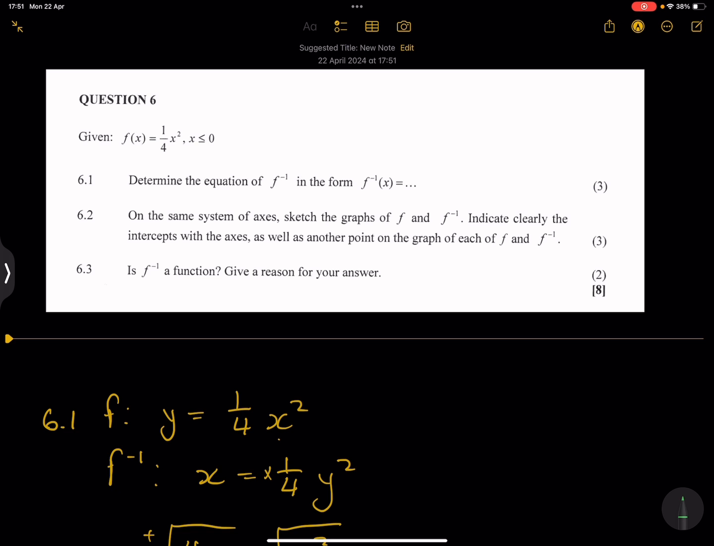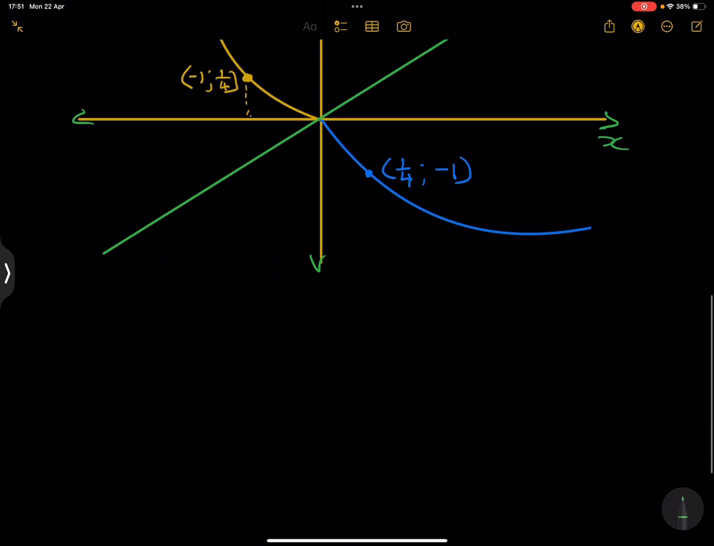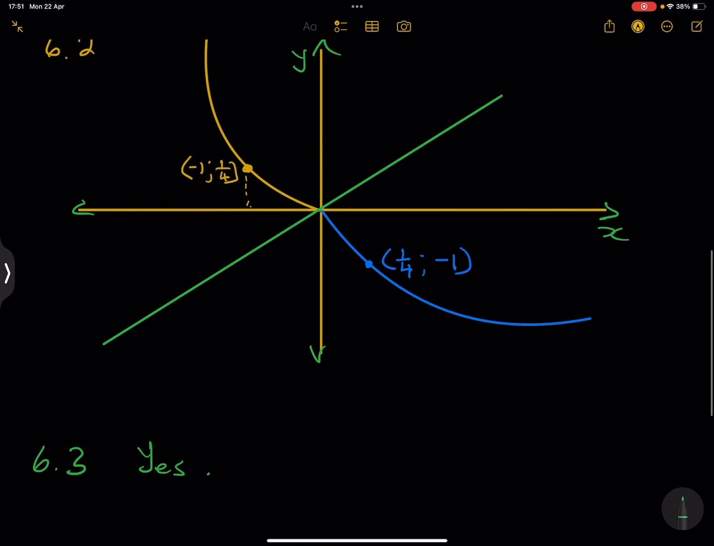Give a reason for your answer. And the answer is a resounding yes. Okay? And why is that? Now, what helped is that they restricted this graph.